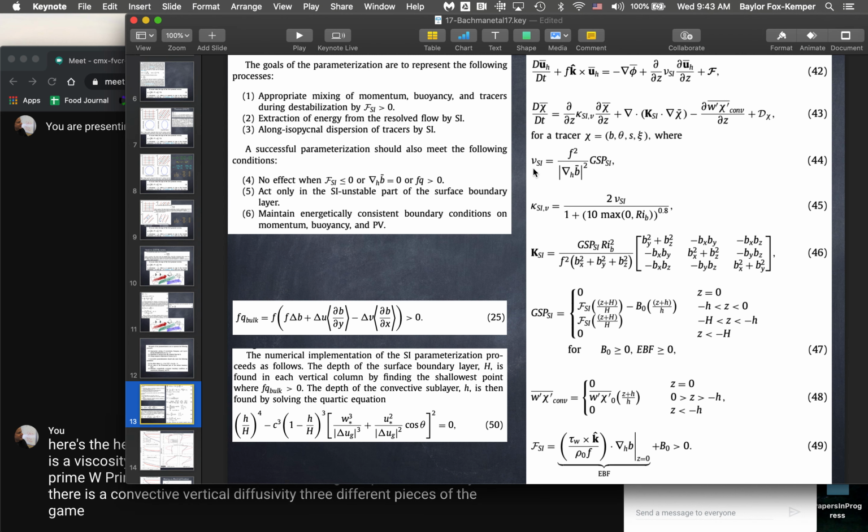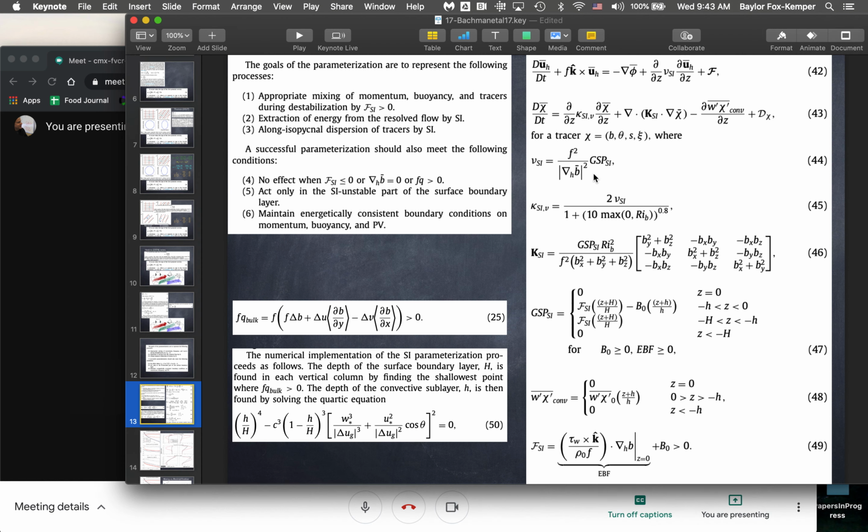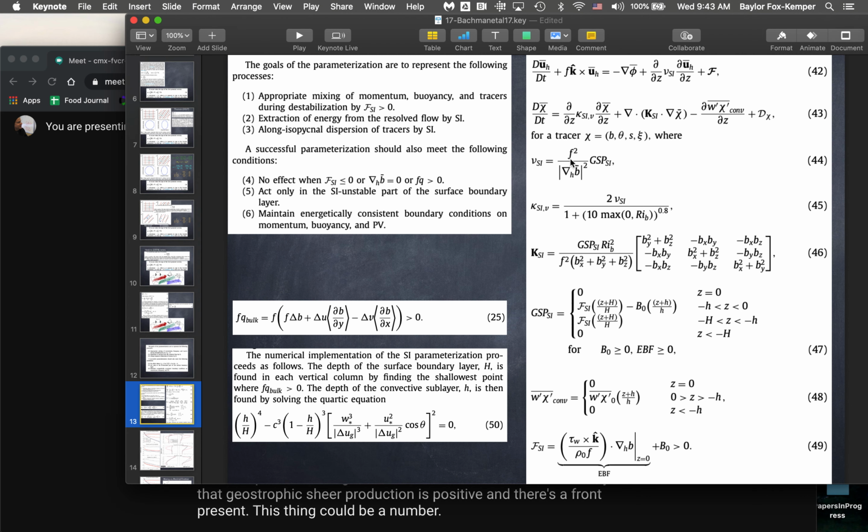Here is what scales for the viscosity. So if that geostrophic shear production is positive and there's a front present, this thing could be a number. It will be faster when there's more geostrophic shear production. It'll be slower when there's less. It'll be faster, interestingly, when the front is weaker in this dimensionless formulation. Interesting. That's the way it works out if you try and get the budgets for the momentum mixing right.